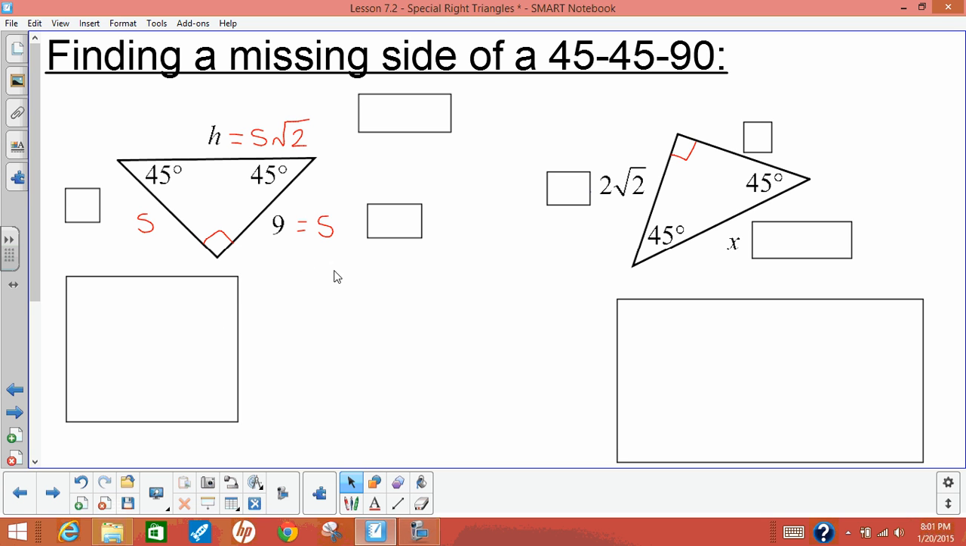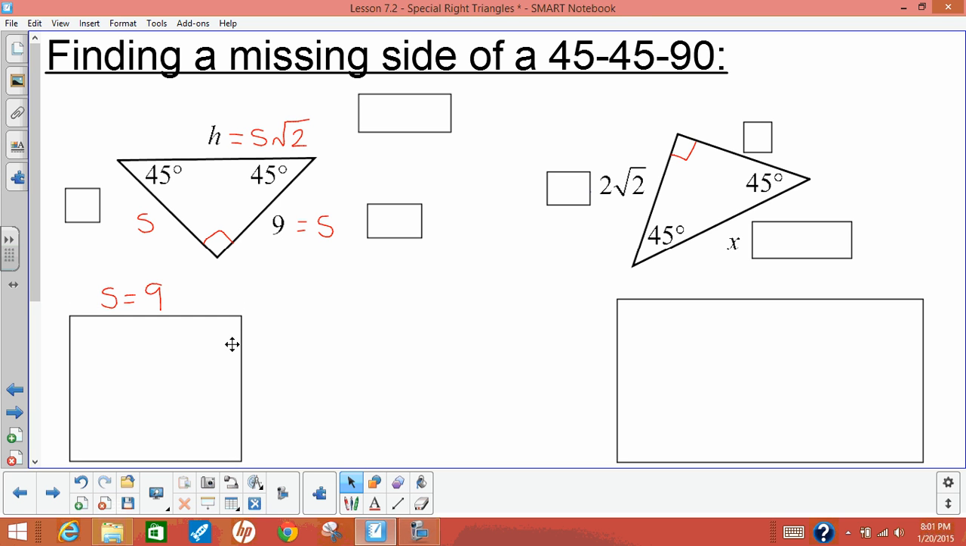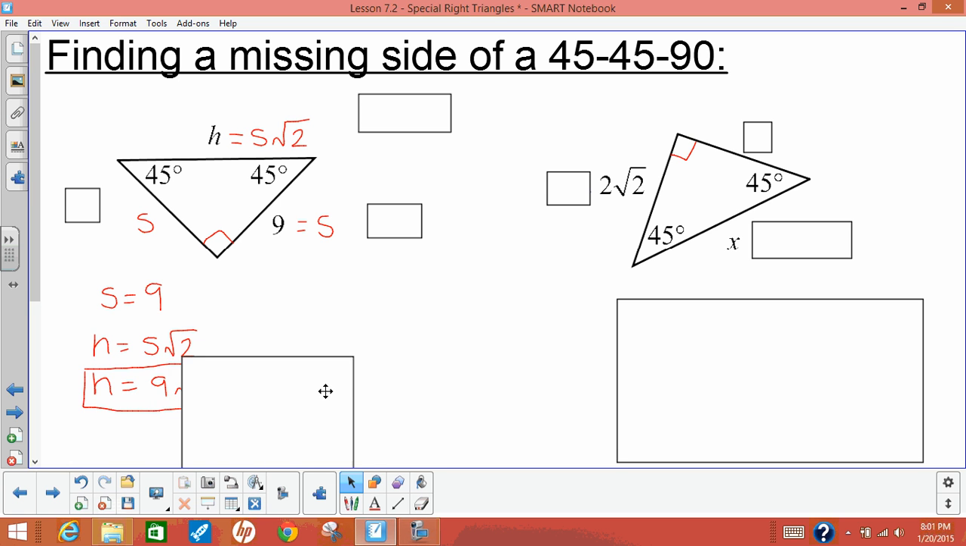You can see I've now formed two equations. If we had this third side labeled, we'd get a third equation. But we know that this side S should be equal to 9. So I'm just going to organize that here. S equals 9. I also have that H is equal to S root 2. We know that S is 9, so we can plug that in for S. We get that H is 9 root 2. So we found the missing side length even though we only knew one side.